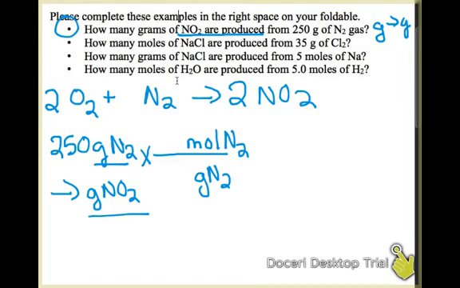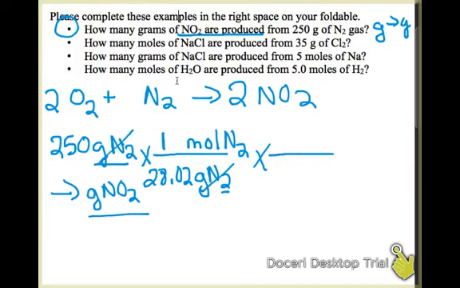So if we look at the periodic table, we can see that 1 mole of N2 is equal to the grams of N2. Nitrogen is 14.01, but we have 2 nitrogens, so that means it is 28.02. Okay? This unit cancels out this unit. We're left with moles of N2, but we don't want moles of N2.